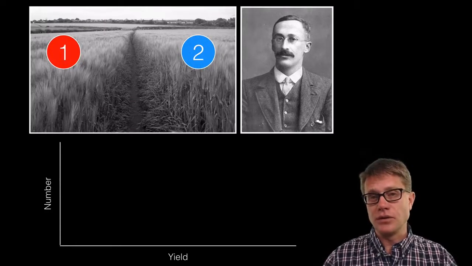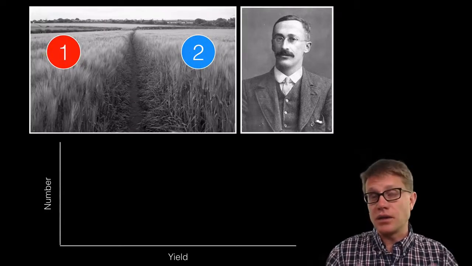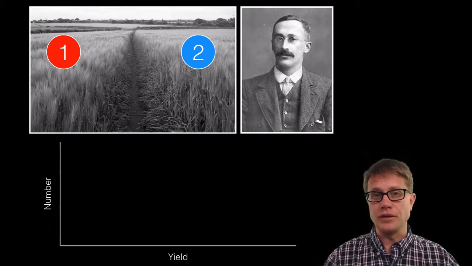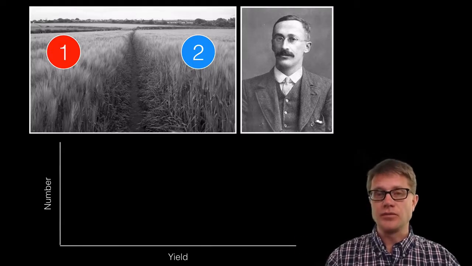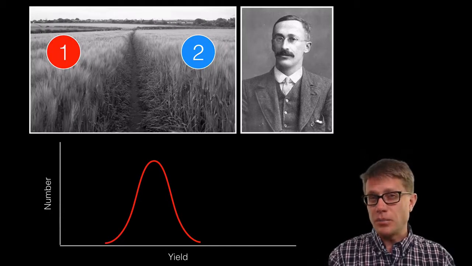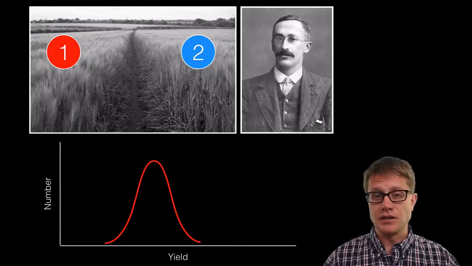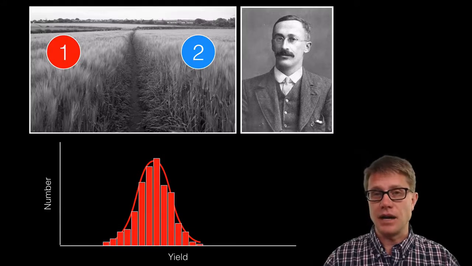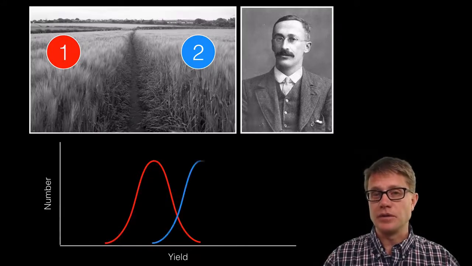So imagine I have two fields of barley, field 1 and field 2, and I want to compare them, but I don't want to cut down the whole field. I just want to do some samples. Samples from 1, samples from 2. So I could get a sample from field 1. Now, it won't be a perfect normal distribution like this. It's going to be more of a histogram that looks like that. And then I'm going to get a sample from field 2.